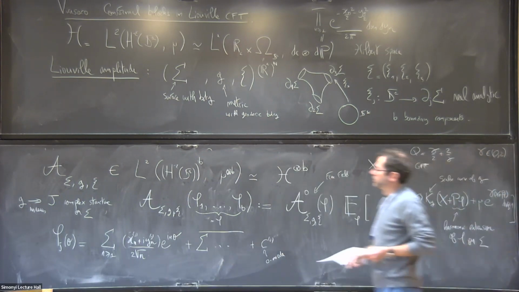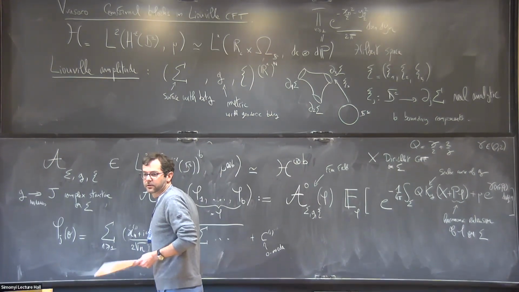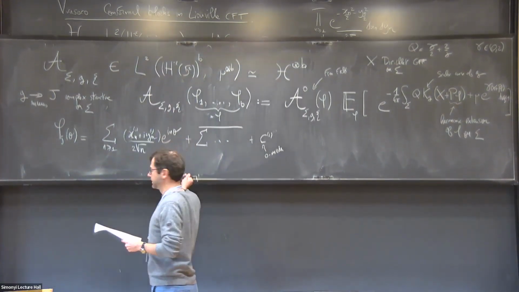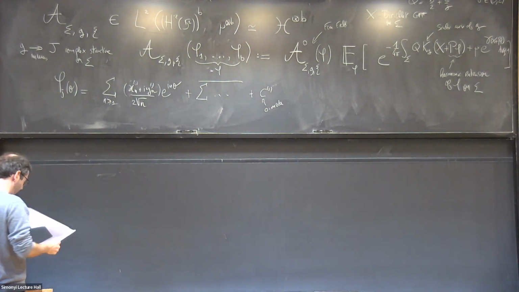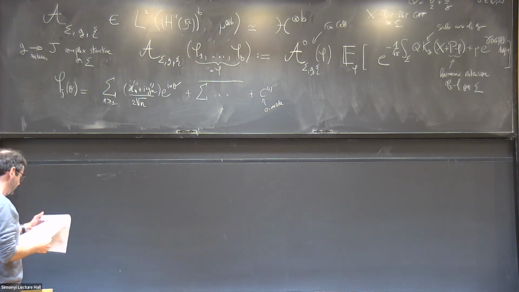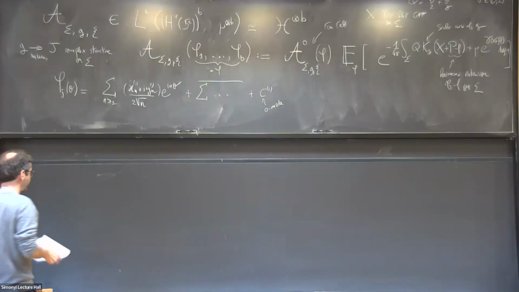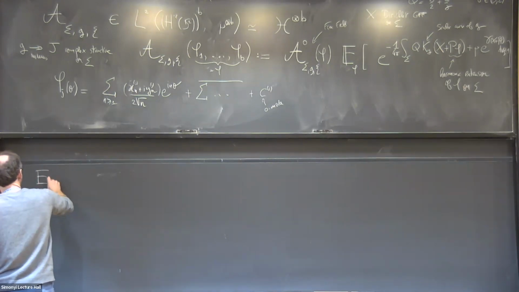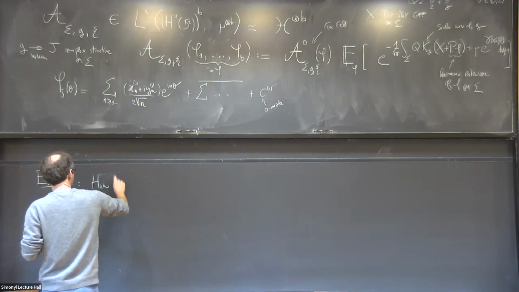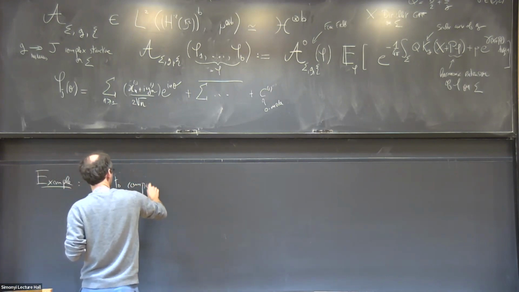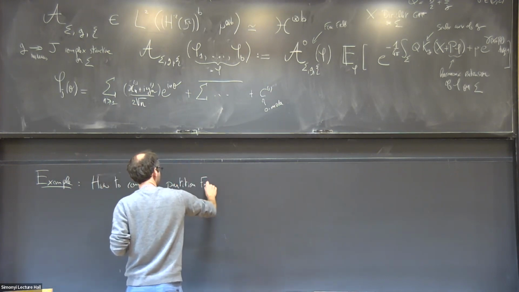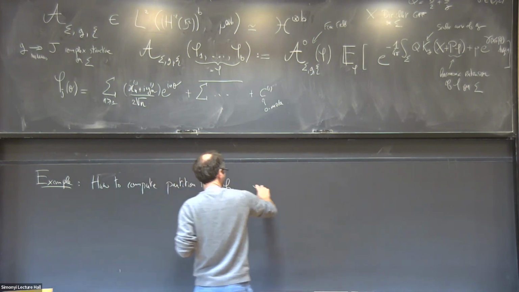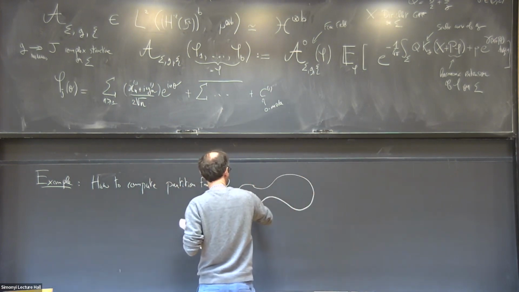Okay, so now we have this amplitude. How to relate it to the correlation function and to what Rémi explained? Let me give an example, and this example will more or less explain everything. How to compute the partition function of a closed surface of genus 2.